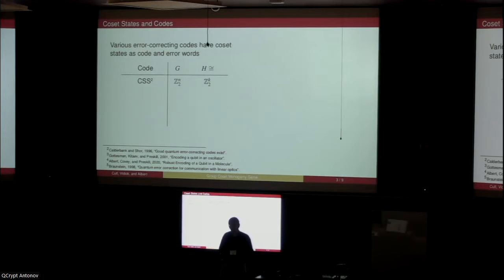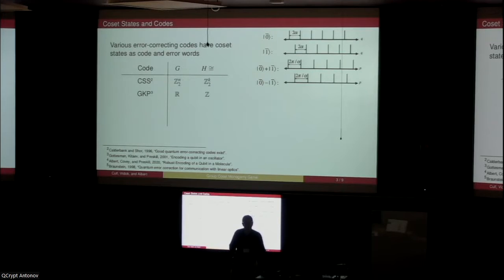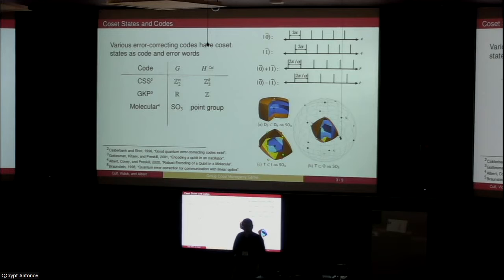Next, we can go to more strange examples. The GKP states are also an example of a coset state, but here the subgroup is the integers as an additive subgroup of the real numbers. Next, molecular codes are built from subgroups of rotation groups, and this is something that was previously studied in the paper of Albert, Covey, and Preskill.